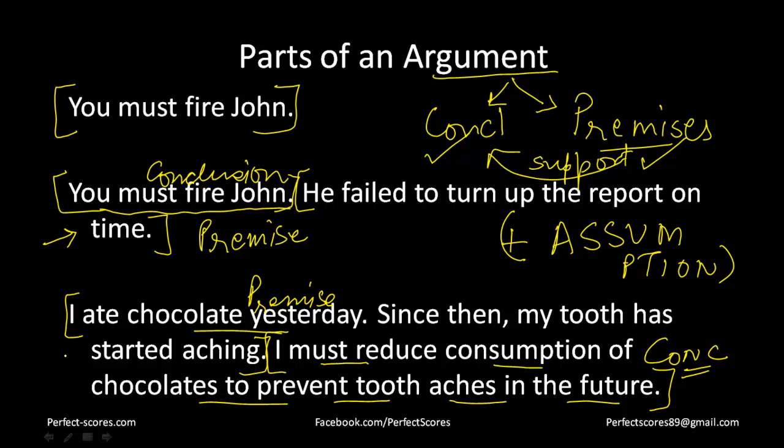In the second example of eating chocolates and having toothache, the underlying assumption would be that it's only because I ate chocolate yesterday that my tooth has started aching. It's no other reason that is responsible for my toothache. Another assumption would be that this pattern is going to repeat itself. It's not just a coincidence. Every time I eat chocolate, my tooth will ache. So as a result, I must stop, or I must reduce my consumption of chocolate. So these two were the basic assumptions.